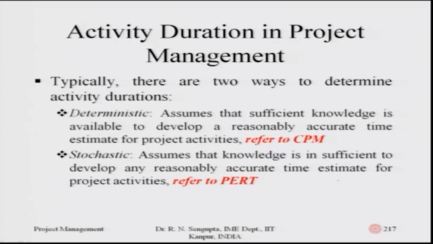And under the stochastic or non-deterministic time concept, we assume that knowledge is insufficient, such that we have to develop reasonable estimates based on which we will work, and this is under the purview of PERT, which is Project Evaluation Review Technique. We will also see that under PERT, we use the concept of most optimistic and most pessimistic estimates, and why they are used.